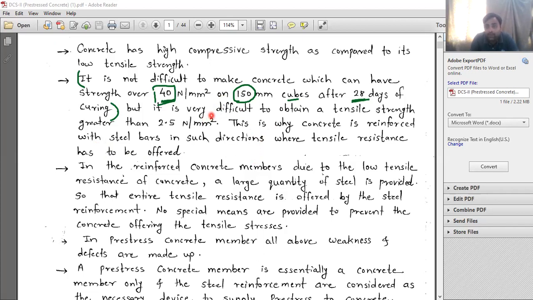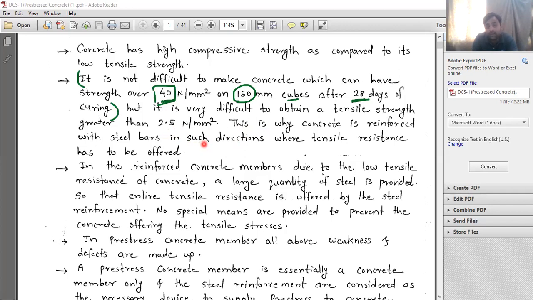And what is our requirement here? Our requirement is we are very strong in compression when we talk about concrete structures, but its tensile strength is very low. So to enhance its tensile strength, what we do is we provide steel bars where there is a need of offering the tensile resistance. At the point where the tensile stresses are getting developed, to offer the resistance to that tension, we provide the steel bars.